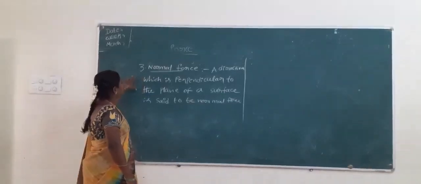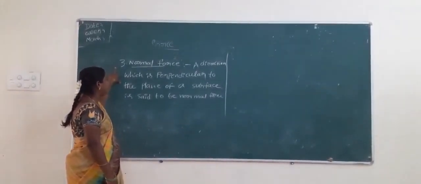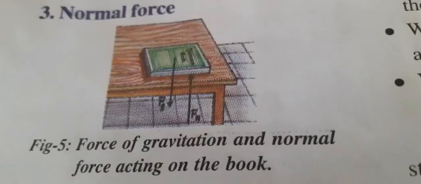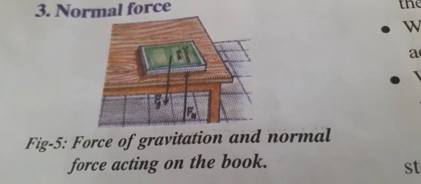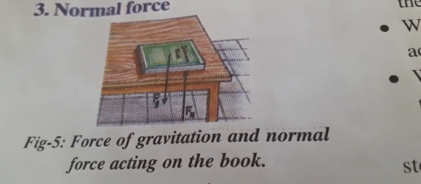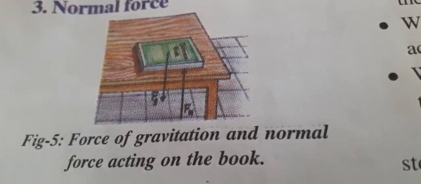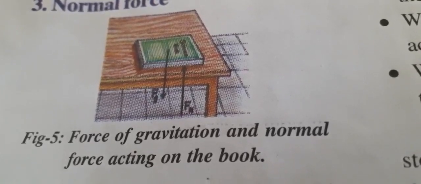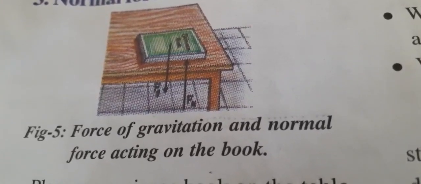Normal force. A force in the direction perpendicular to the plane of a surface is said to be a normal force. Figure: force of gravitation and normal force acting on a book on the table. It is in a state of rest. Is there any force acting on the book? Imagine that the book suddenly disappears by magic. What will happen then? The book will fall down due to the gravitational pull of the earth.